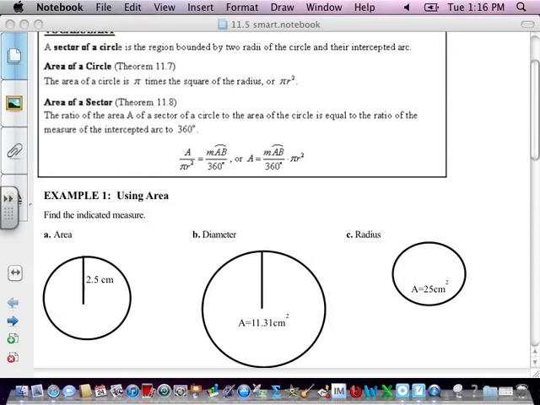Formula similar to yesterday that we got to use. Okay, so area of the sector over the area of the circle equals the measure of the angle of the sector over 360. And we're going to find all of these different things from knowing what the radius is or what the area is and so on.